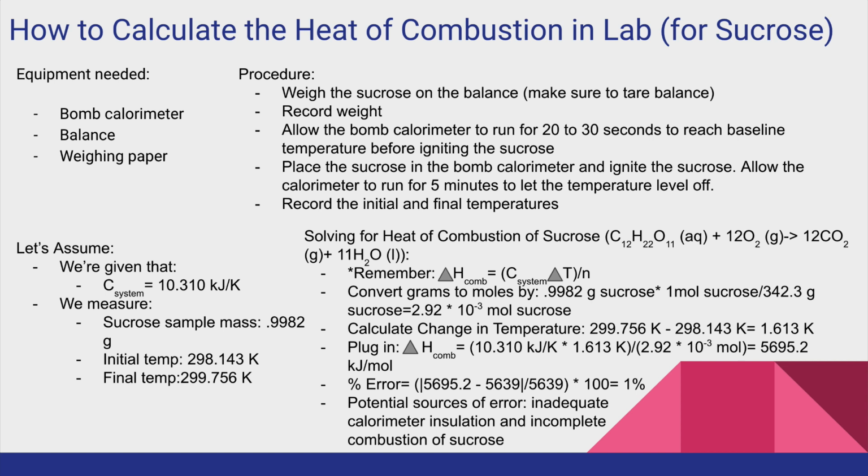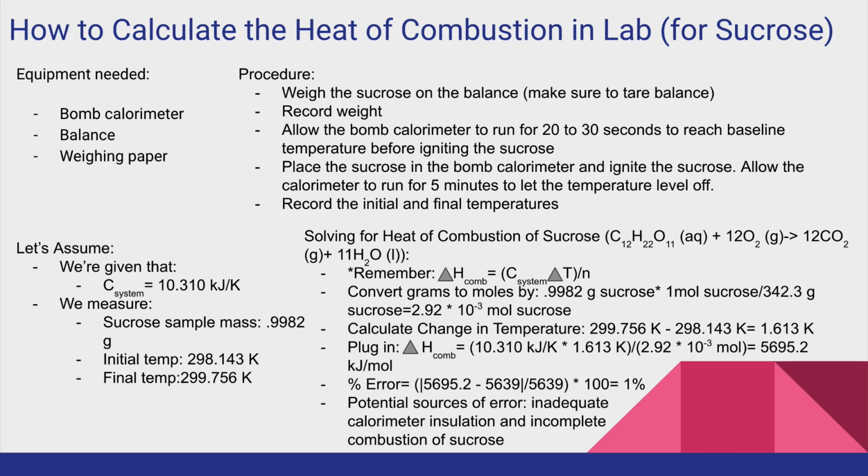So let's say that the standard value for the heat of combustion is 5,639. So we go ahead and subtract that from our value, which is 5,695.2 kilojoules per mole, and we go ahead and divide all that by the accepted value, which is again 5,639 kilojoules per mole, and multiply that by 100 to get a percentage, and this gives us 1%. So we have a pretty low percent error.